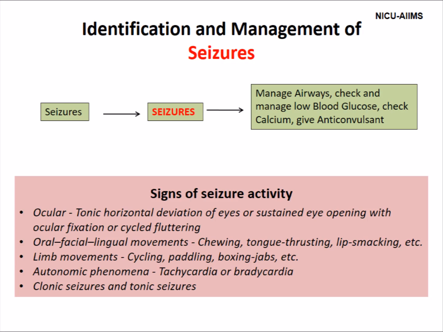Clonic seizures are rhythmic movements of muscle groups. Tonic seizures refers to a sustained flexion or extension of axial or appendicular muscle groups. If the neonate has signs of seizure activity, manage airways, check and manage low blood glucose, check calcium, and give anticonvulsants.